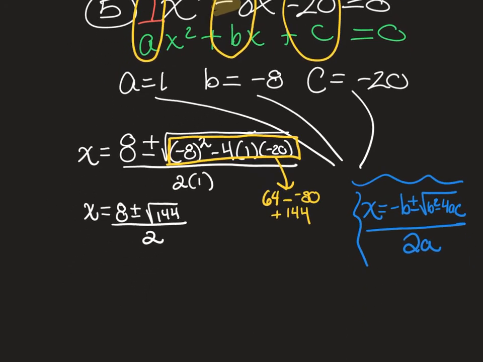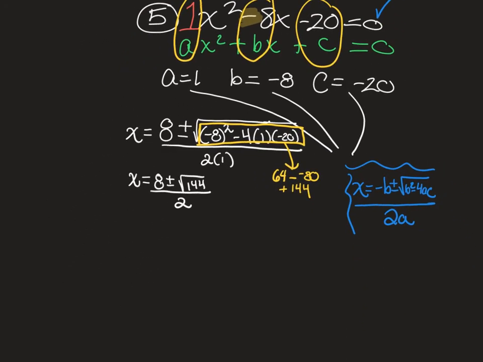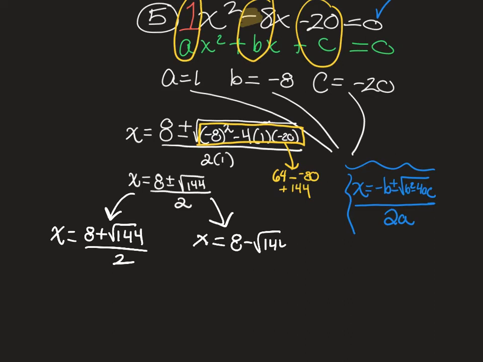Make everything smaller really quick so we have some more room to work. So this piece right here has two versions, a plus version and a minus version. So I'm going to have x equals 8 plus the square root of 144 all over 2. And you have x equals 8 minus the square root of 144 all over 2. Both of which you can put in your calculator. I'm going to use my brain power. We can do this. The square root of 144 is 12, so both of these become a 12.